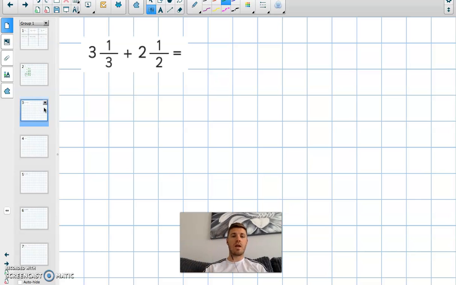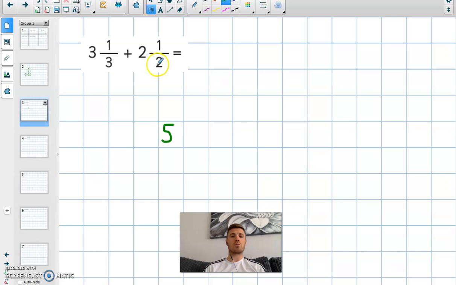Okay, question number 3. So what I'm going to show you to do, these 2 whole numbers you're going to add together first. So that gives us a total of 5. And then you're left with 1/3 plus 1/2. Now what we need to do is make these denominators the same. So I'm going to multiply them both together to give me the same denominator.